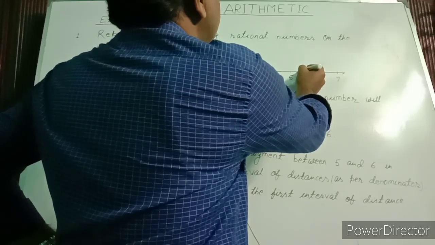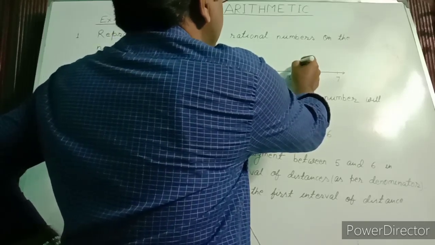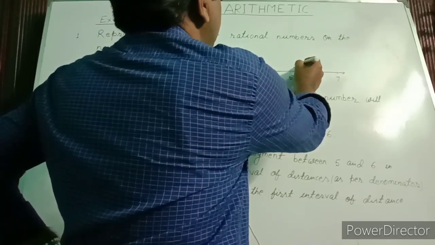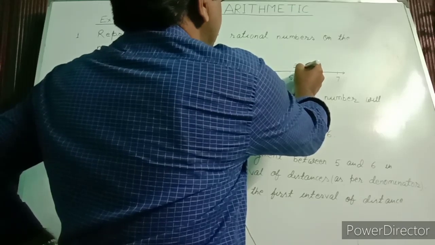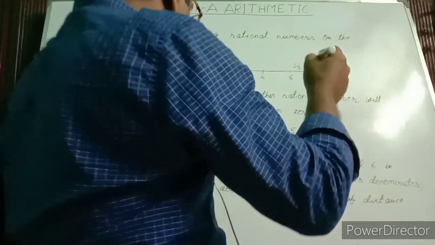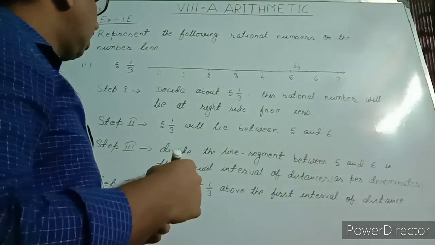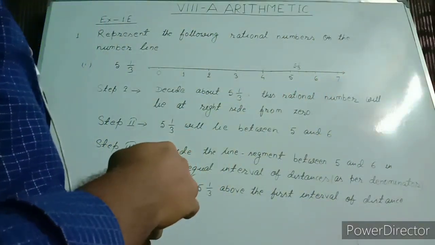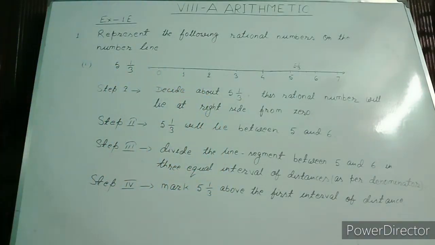This is 1 by 3, 5 and 1 by 3. 5 and 1 by 3 will be here. This is 5 and 2 by 3. So in this way we can mark the given rational number on the number line following these 4 steps.